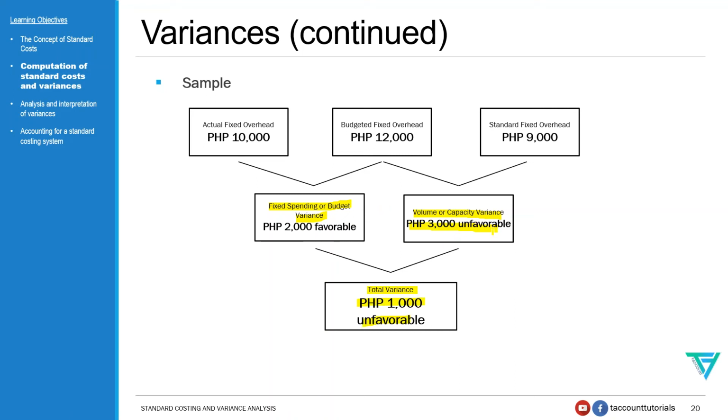Right? So similarly, we have a total unfavorable variance on the right side arising from volume, which is much greater than the total fixed spending or budget variance of 2,000 here, favorable, which leads us to a netting effect and nets to an unfavorable variance of 1,000 pesos. Okay.